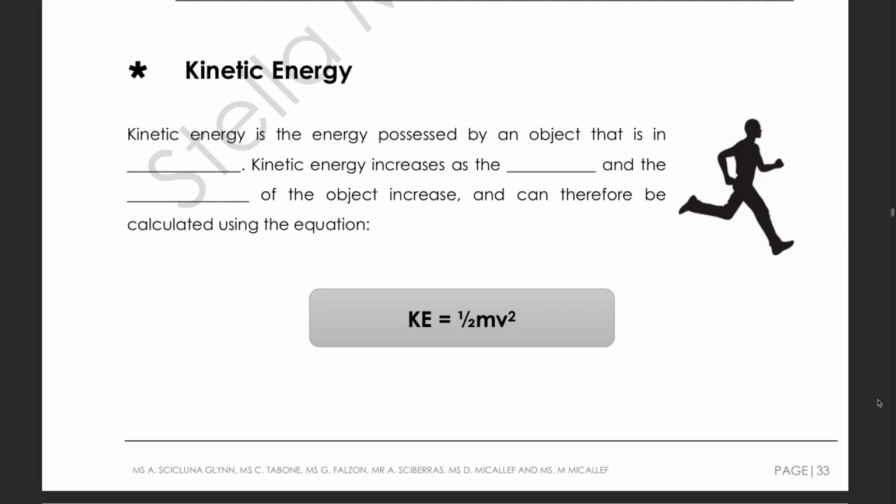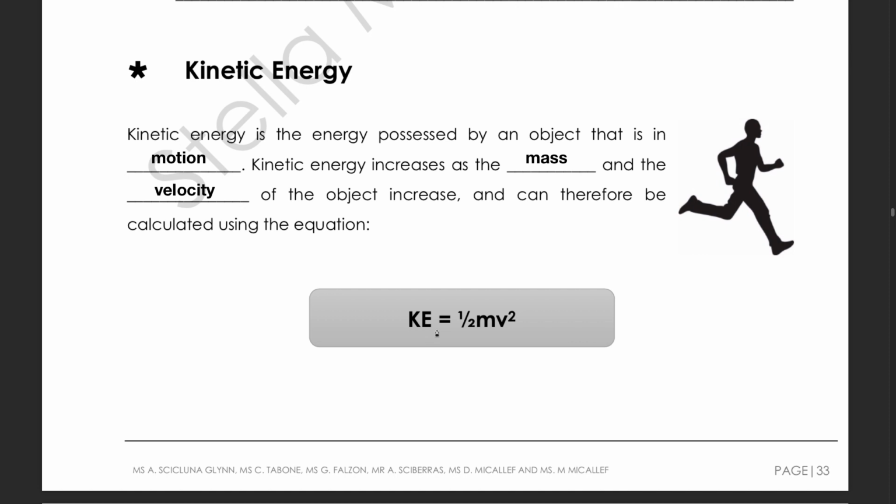We are on the bottom of page 33. Kinetic energy. Kinetic energy is the energy possessed by an object that is in motion. Kinetic energy increases as the mass and the velocity of the object increase, and can therefore be calculated using the equation KE equals 1/2 mv squared.